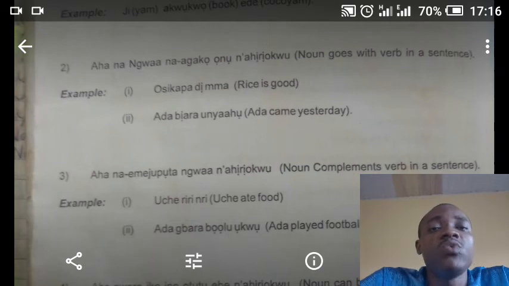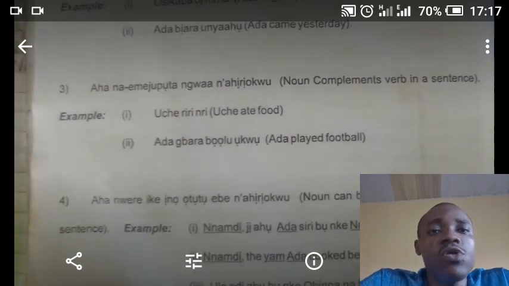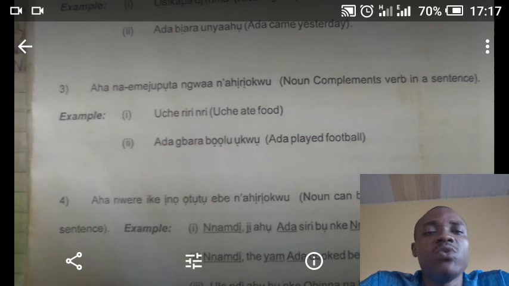Okay? Number two, we have aha na ngwa na-agakọ n'ahịrịokwu. That means noun goes with verb in a sentence. We have an example here: Osikapa emma. See the translation in English there. Now the next one is Ada jara onyaho.